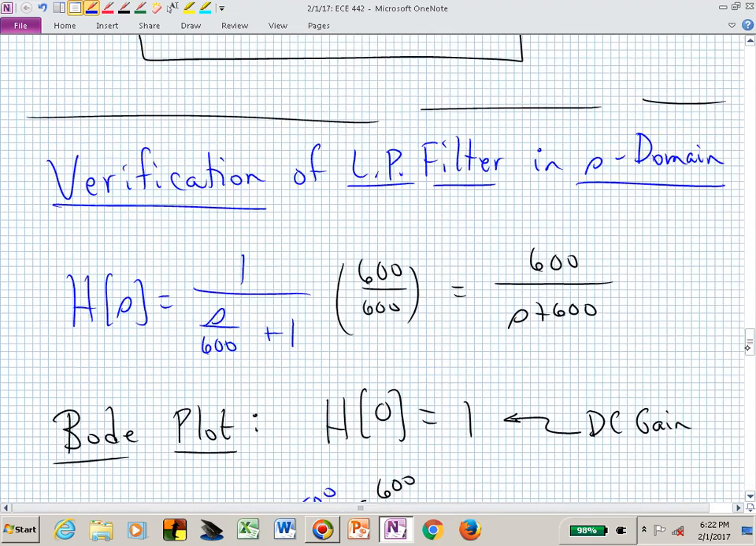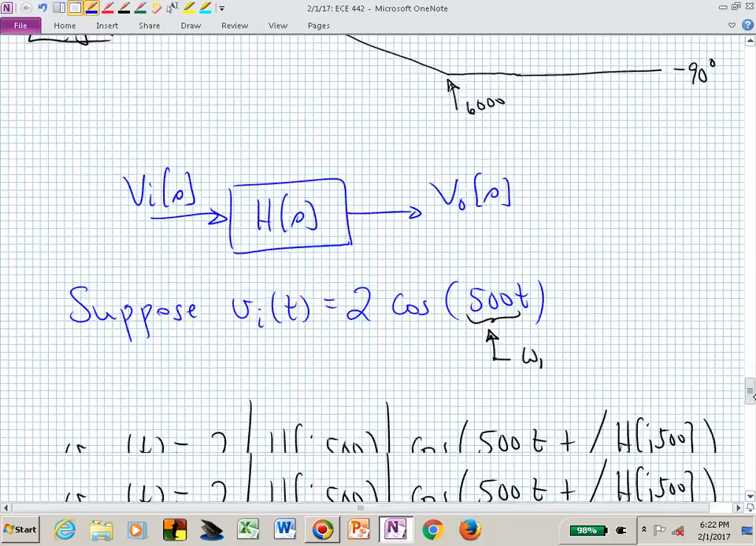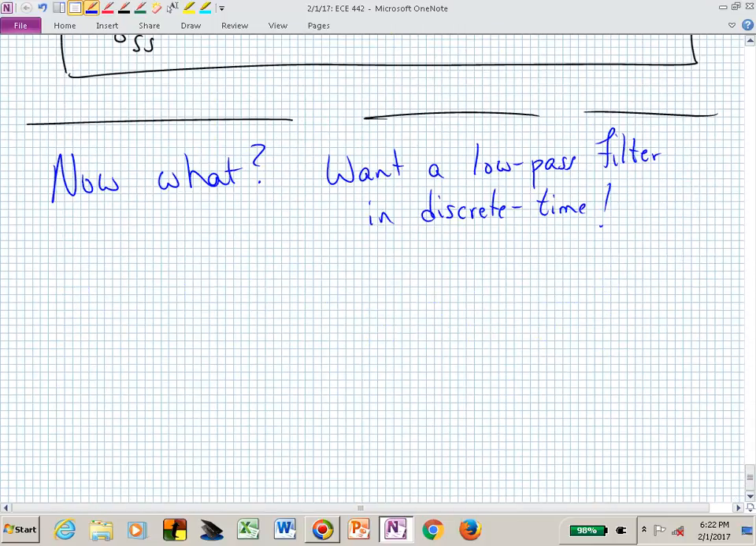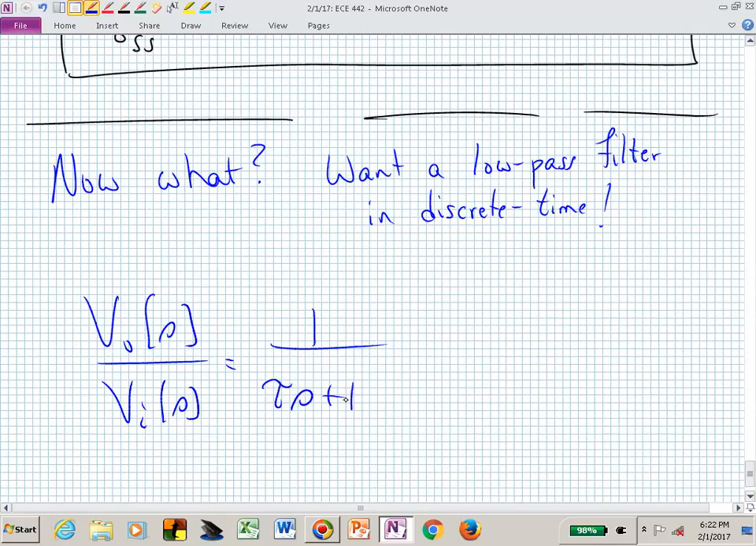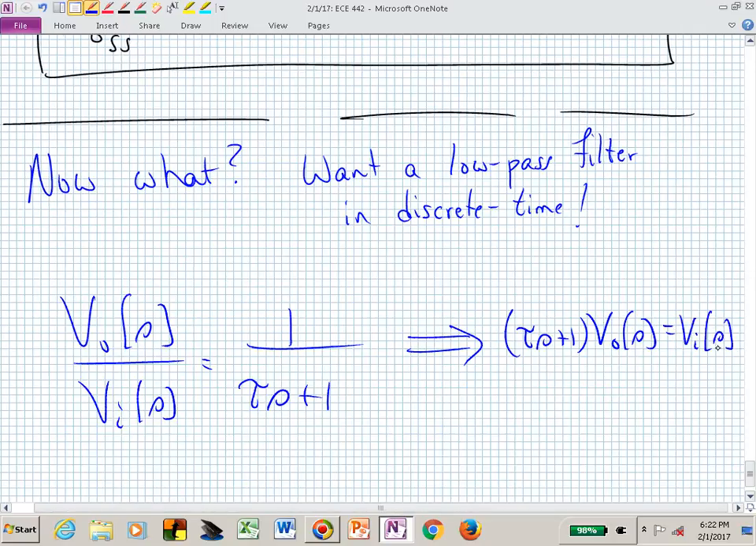We derived this transfer function for a continuous time system, or an analog system, of 600 over s plus 600. Let's see if we can find a way to describe that for a discrete time system. Starting with what we have, our continuous time, this is now 1 over tau s plus 1. I can cross-multiply, and I now have tau s plus 1 times v sub 0 of s, the output, equal to v sub I of s.